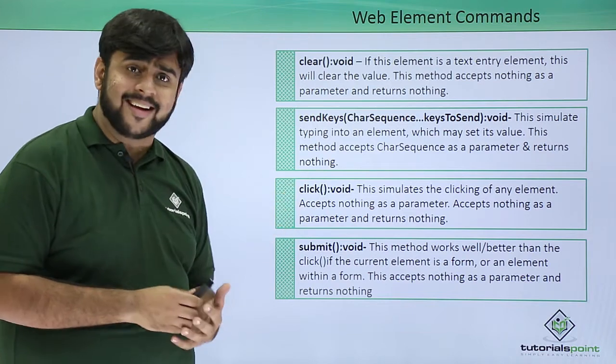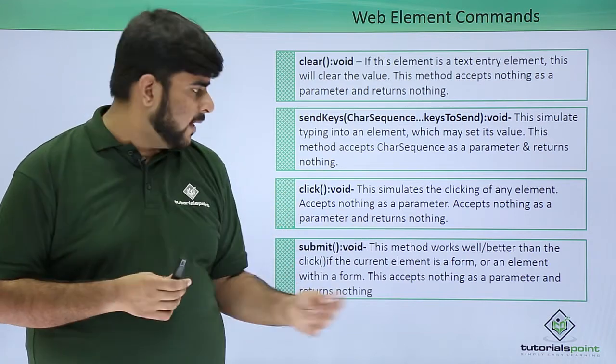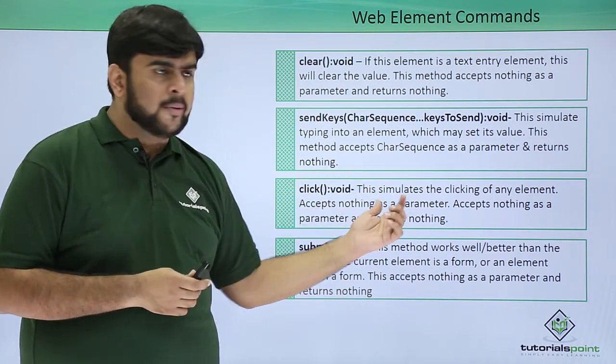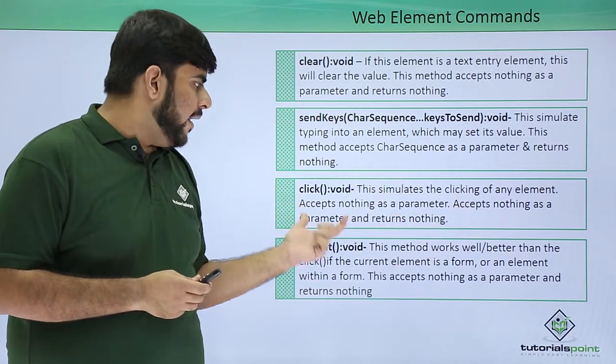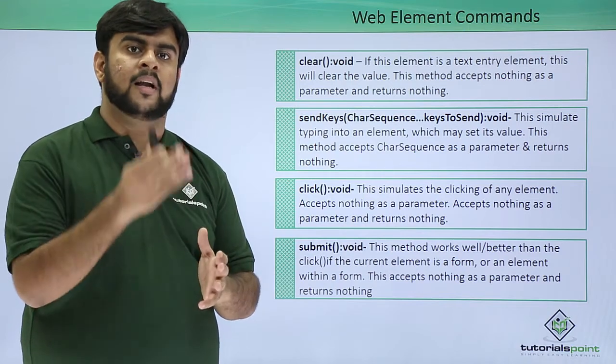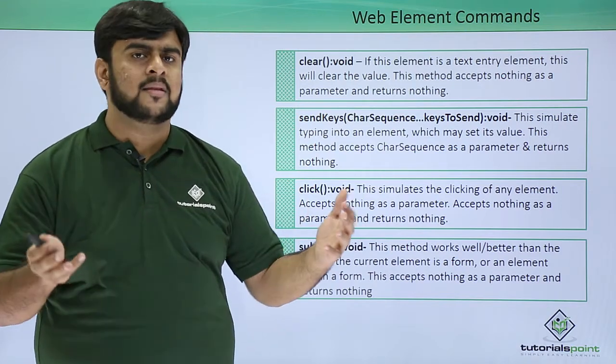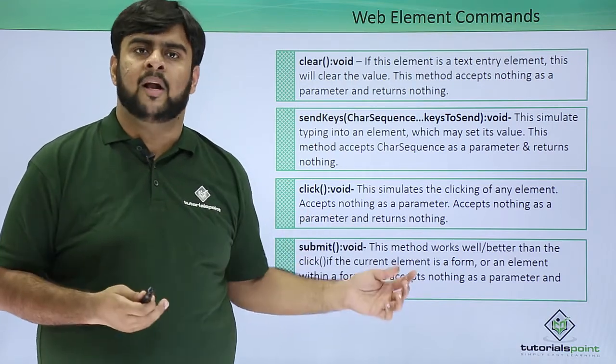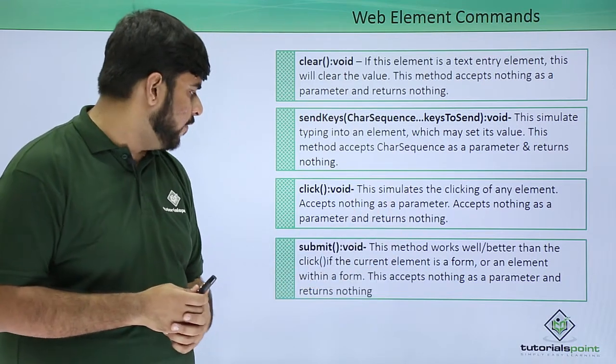After this, click. Say you are on a button and you want to click it, so you press click. This simulates the clicking of an element. It accepts nothing as a parameter and returns nothing, but performs an action or a form submit. Anything that you want to do on a click can be done using the click command or click function.